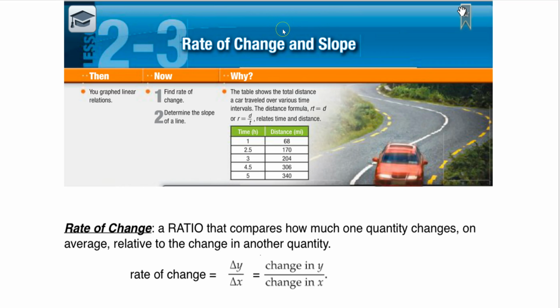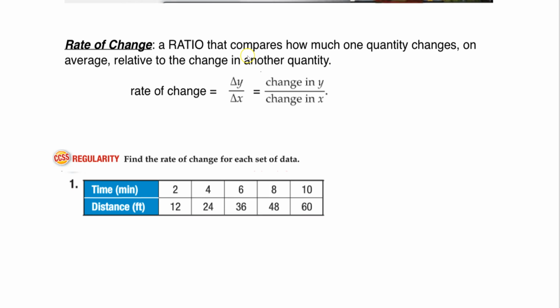2.3, rate of change and slope. So this lesson's all about rate of change. So let's talk about rate of change and what it is. Rate of change is a ratio that compares how much one quantity changes on average to the change in another quantity. So the key word here is ratio. You should always think about it as a fraction.